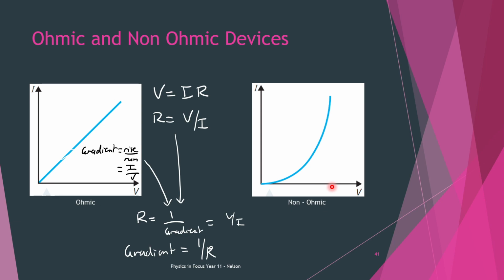In the experiments we complete in class, what we'll be looking to do is measure the current that flows through particular devices at different voltages, plot the points, and see whether or not we have an ohmic or a non-ohmic relationship. We will also hopefully be able to get into discussing why that is.